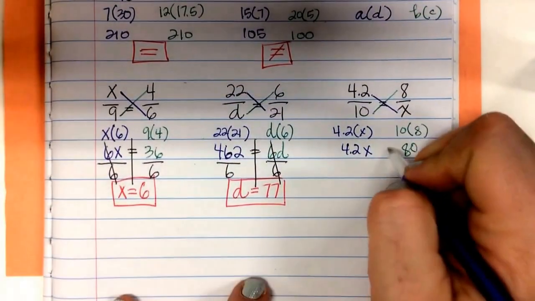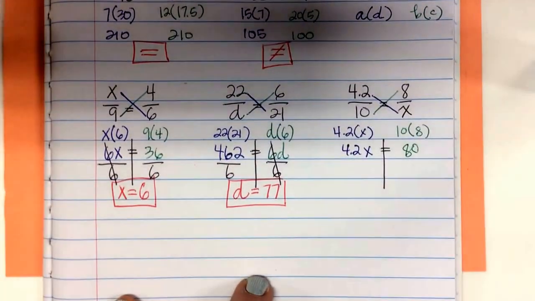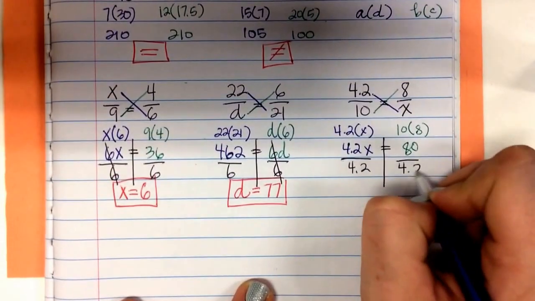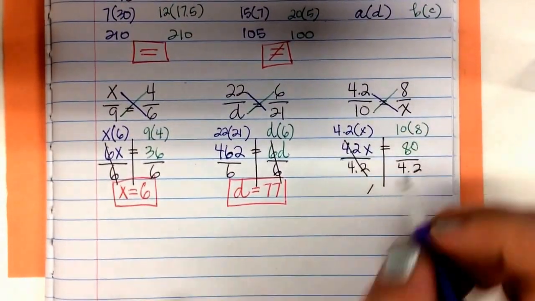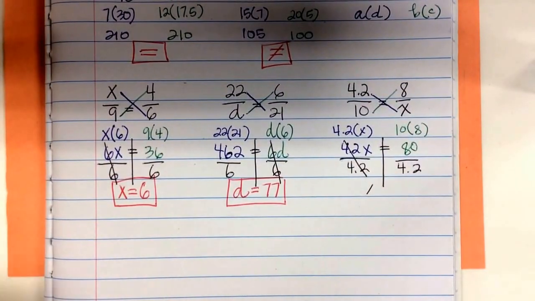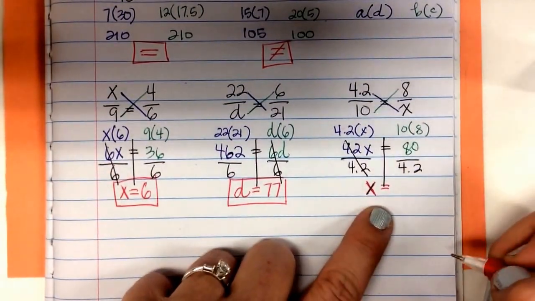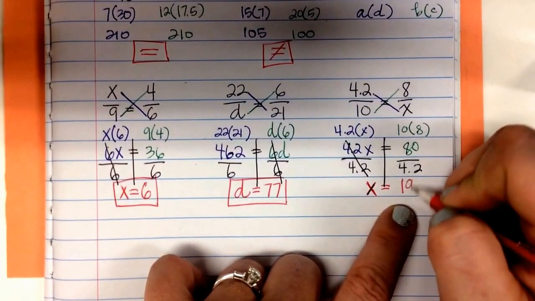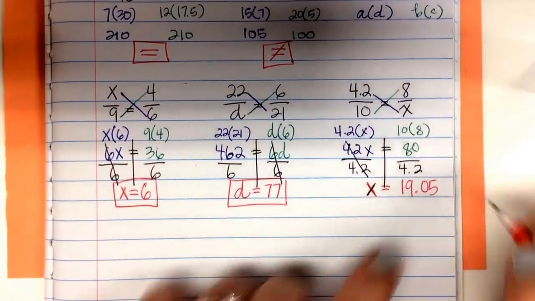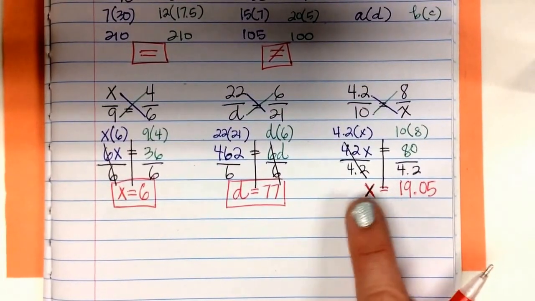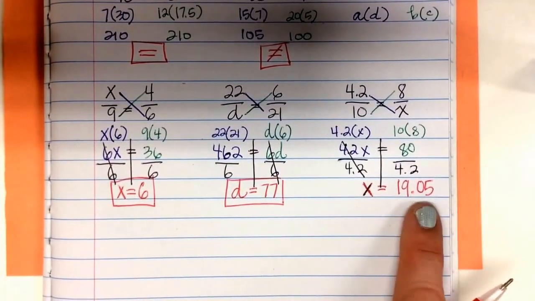Last but not least is divide by 4.2, inverse operations. You're going to have to round. Let's do the nearest hundredth. 19.05. Ladies and gentlemen, this time though, I should not put an equal sign here. I should not say X equals 19.05.